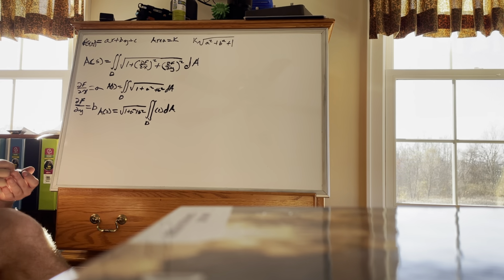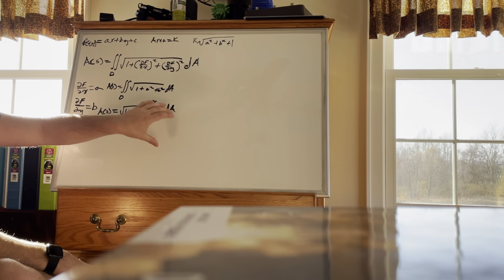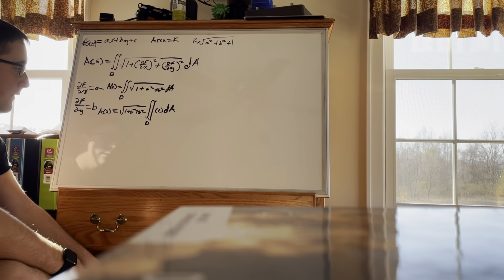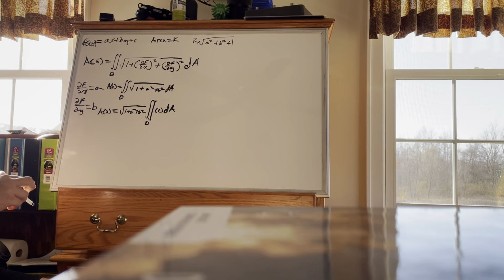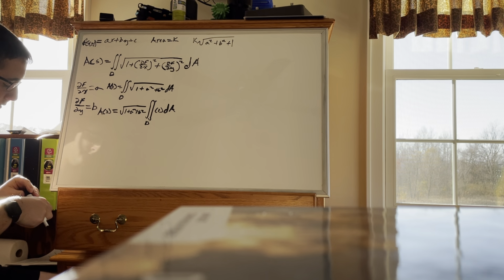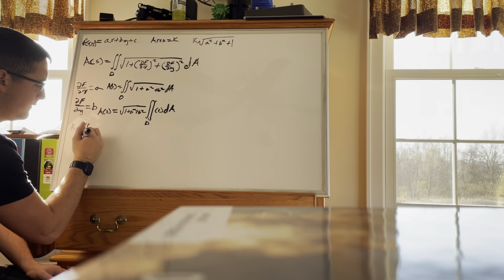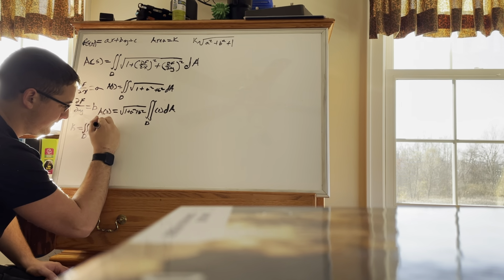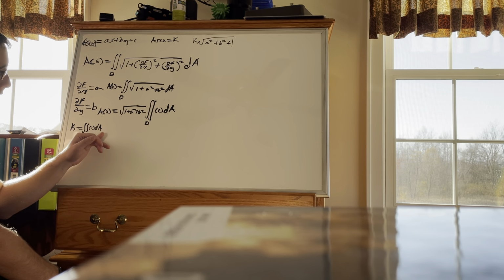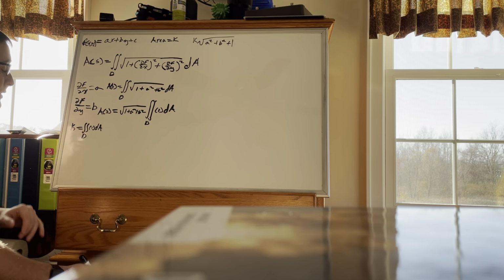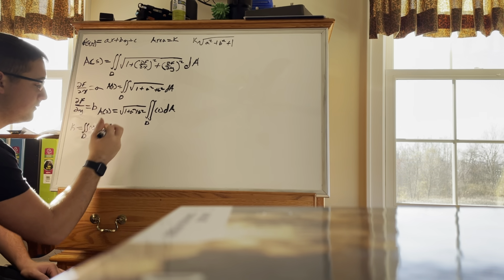So that means our region's area has to be equal to the integral of 1 dA bounded on D. So we can say that k is equal to the double integral over D of 1 dA. Or another way you could write it, the area function of our region A is going to equal this.